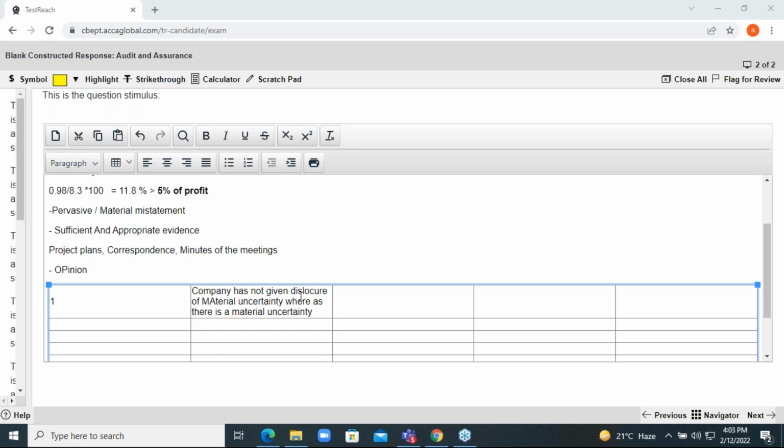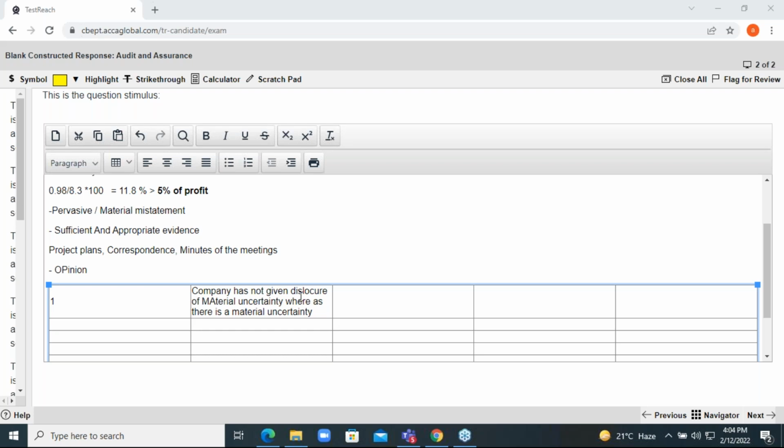Yes, dear students. Okay, Prasad is saying unmodified. Adil is saying adverse opinion. Hamad said adverse opinion. Kaisar said qualified opinion. Prasad said I could be 100% wrong. Yes, you are 100% correct that you are 100% wrong. This is not an unmodified opinion.